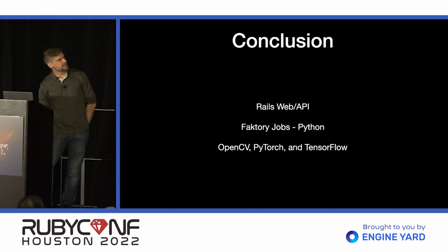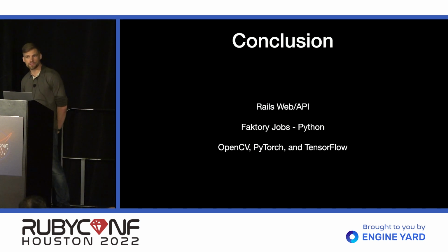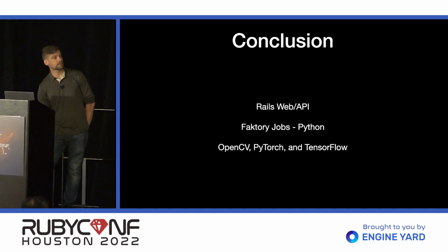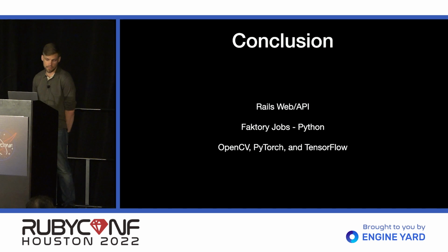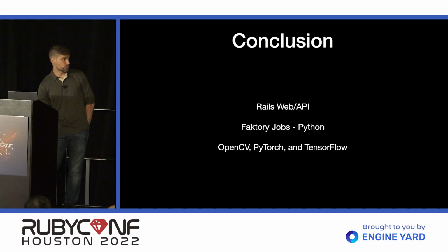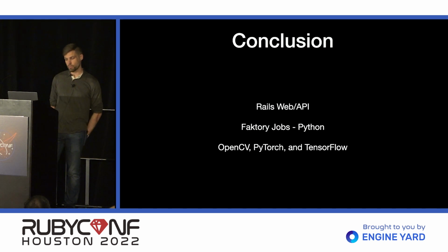This is my stack that I've been using for a while. I used to use Celery, now I'm using Faktory, which is from Mike Perham, the creator of Sidekiq, and it's language agnostic background jobs. So I can trigger jobs in Ruby and process jobs in Python. I use OpenCV, PyTorch, and TensorFlow, and I'll probably continue using Python because I still don't have feature parity with what these libraries offer.